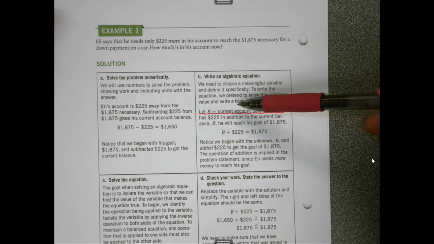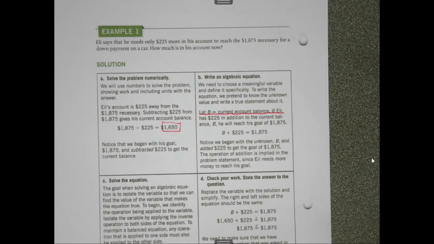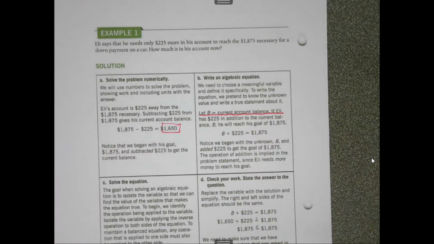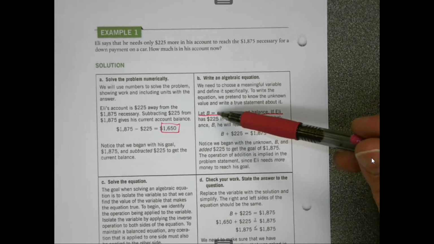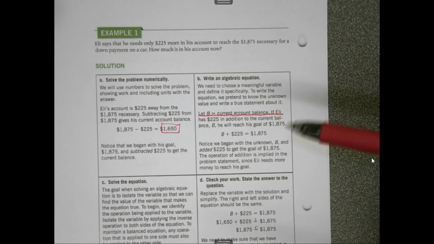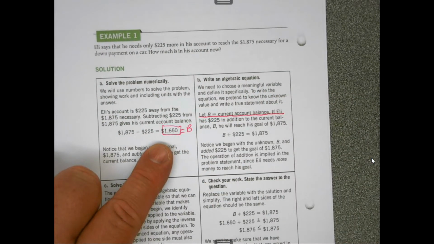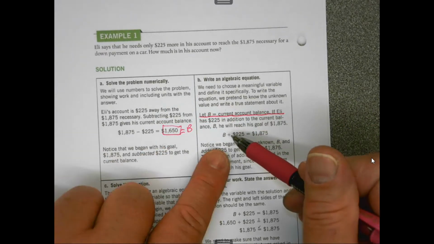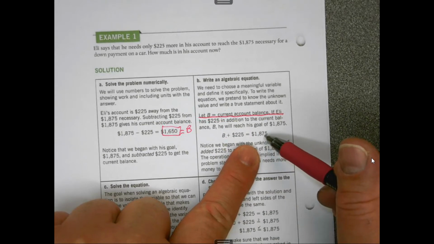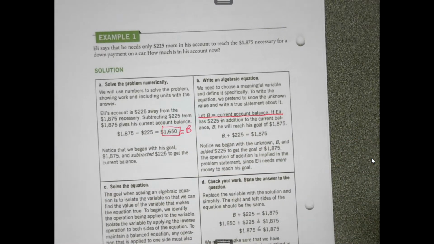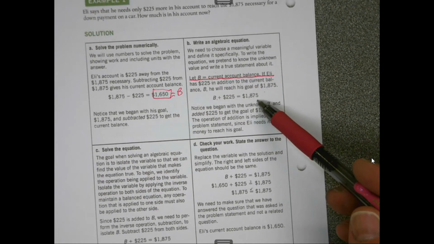Remember, that's what we're trying to find. We don't know what it is until we actually subtract the 225 from it. So if he has the 225 in addition to his current balance, so this would be equal to B, his current balance, because we defined it here. So the current balance plus the 225, that's going to equal the 1875. And then to actually figure out what that balance is, you just solve for B.